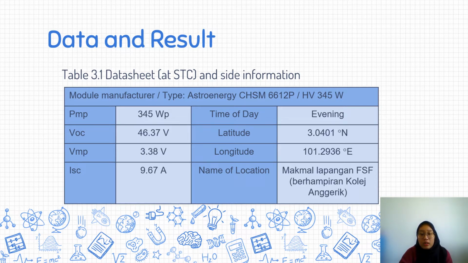VOC is 46.37 volt. The VMP is 3.38 volt, and the ISC is 9.67 ampere. The time of day is evening, and the latitude is 3.0401 to the north, and the longitude is 101.2936 to the east. The name of location is Makmal Lapangan FSG, which is near College Anggrek.